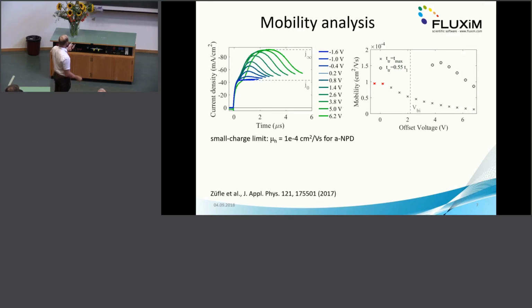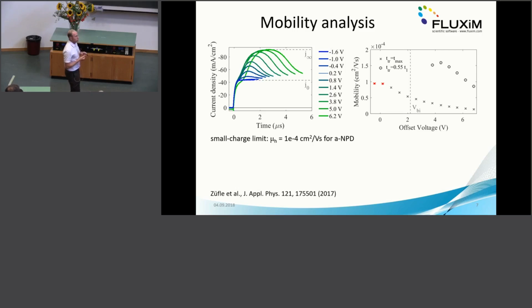This is what we got in our devices. So it looks very reasonable. And under the so-called small charge limit, we get the mobility of holes in alpha-NPD to be around 10 to the minus 4 centimeters square per volt second, which is also in very good agreement with literature. So it's again a confirmation that we can apply this method for these devices.